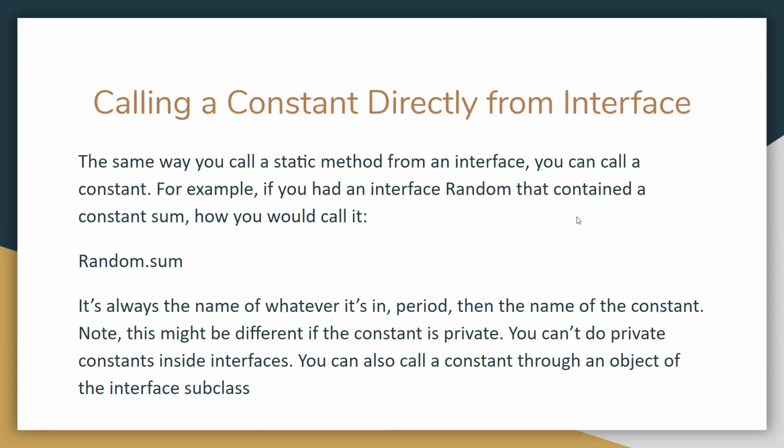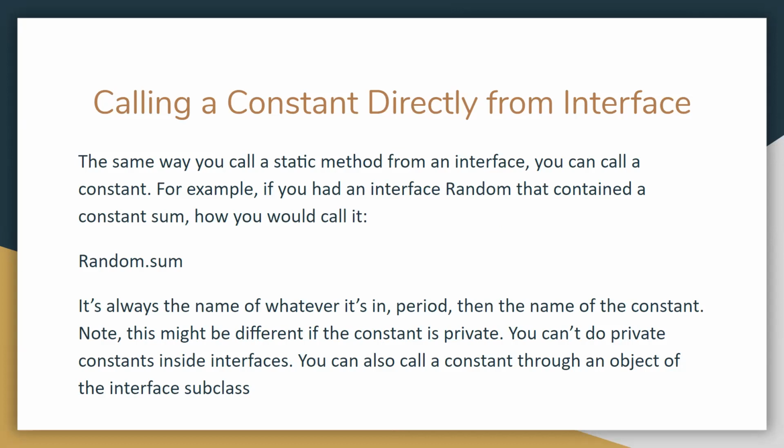Okay, so calling a constant directly from its interface. I just wanted to review it, since I talked about how you could call static methods the same way. So again, the same way you'd call a static method from an interface, you call a constant. If you remember, you call a static method from an interface by using the interface name, then a dot, then the static method name, and then parentheses and whatever parameters go within that. It works the same with static methods and classes, but I just wanted to go over it.